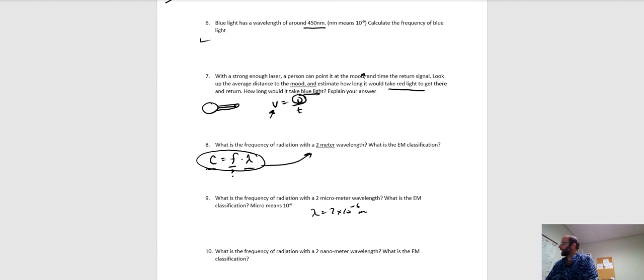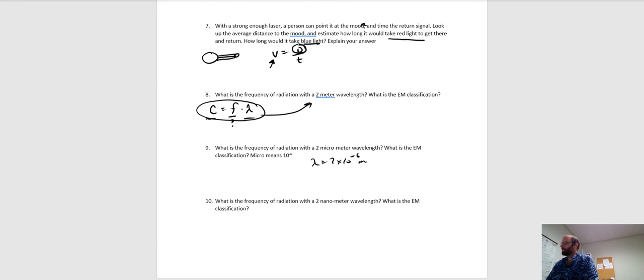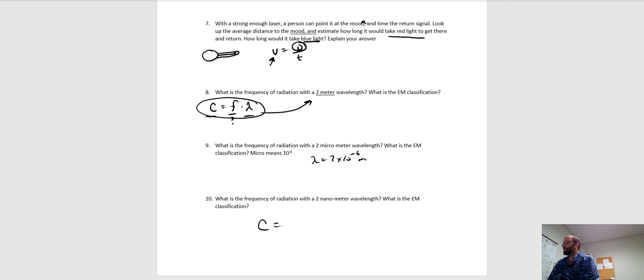And while I have it here, number 10, virtually the same thing, same formula. c is equal to frequency times wavelength. The wavelength here is given. This 2 nanometer is a wavelength. And nano means 10 to the minus 9th. And again, look it up on the electromagnetic spectrum and classify it.